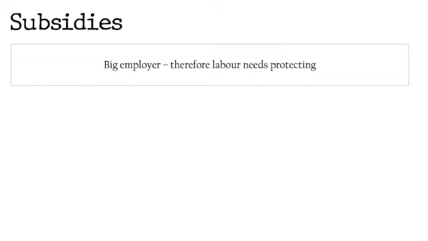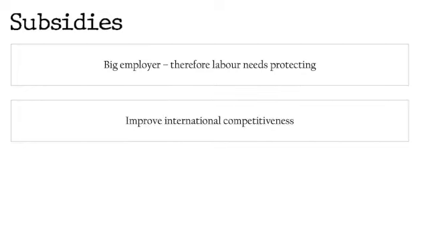Now, with regards to why it might be a sunset industry, I mentioned competitiveness, and it could be to improve international competitiveness. So it could be, for example, again, a sunset industry where they're struggling to compete with overseas companies, and therefore a subsidy might help them to do so. It could be an infant industry where it just needs nurturing, it needs a bit of development, and the government might provide subsidies to help accelerate that development.